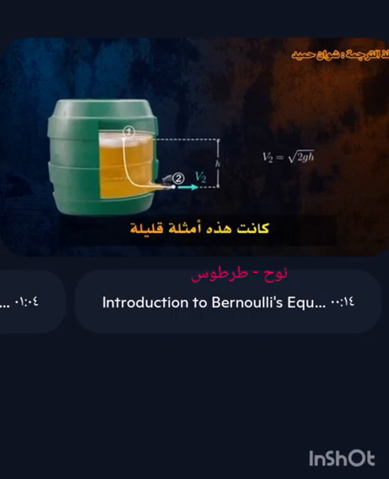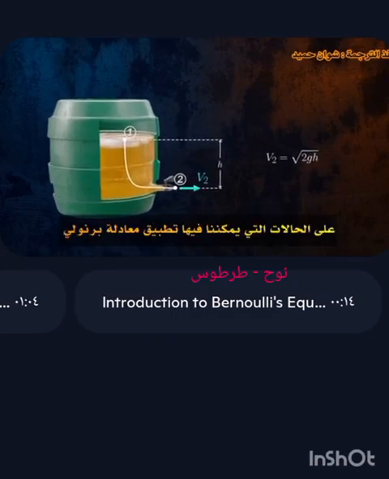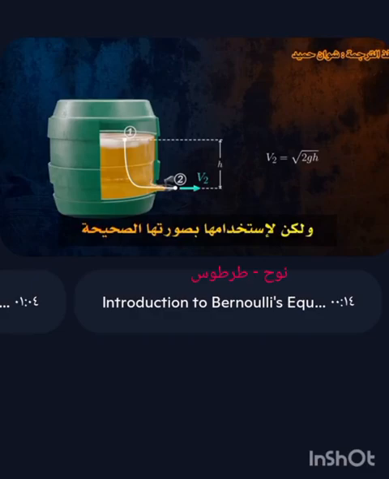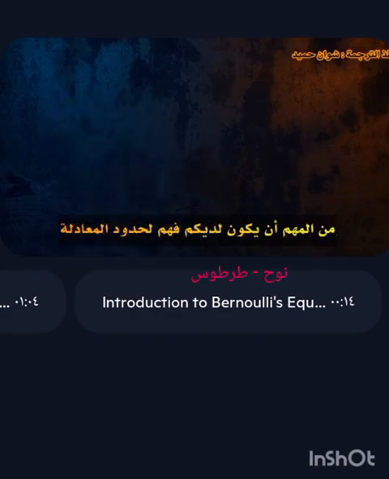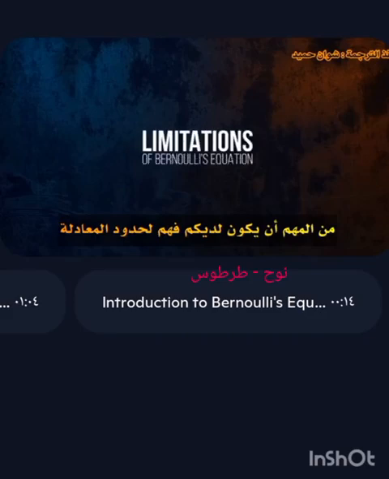Those were a few examples of cases where we can apply Bernoulli's equation to get some valuable information or to solve a problem. But to use it correctly, it's important to have an understanding of the limitations of the equation, which arise because of how it's derived.